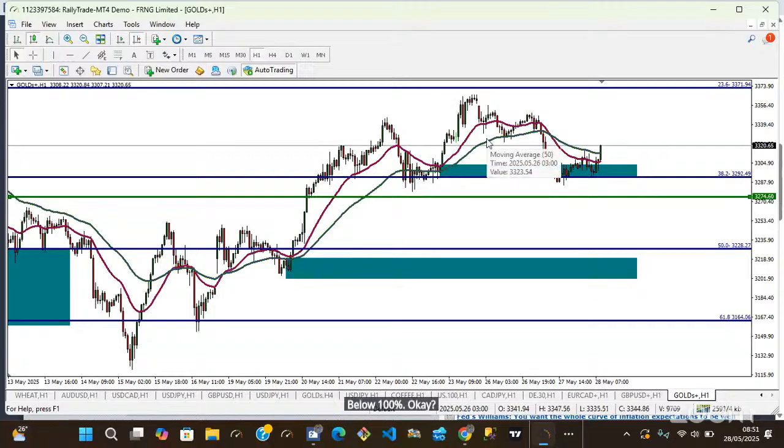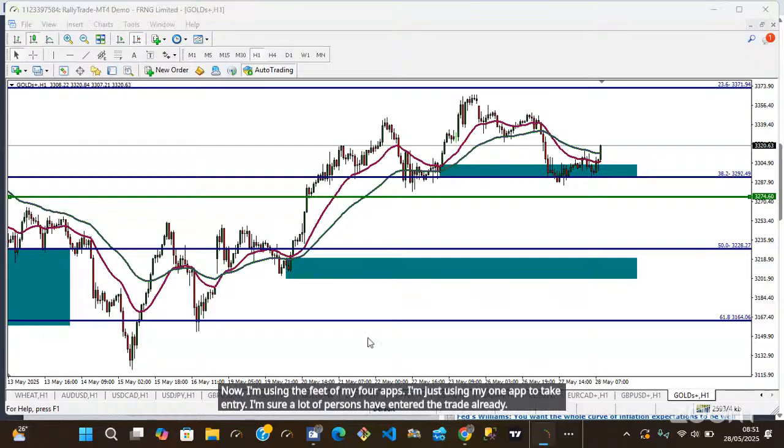Now I'm using the fib of my 4 hours. I'm just using my 1 hour to take entry. I'm sure a lot of persons have entered the trade already.